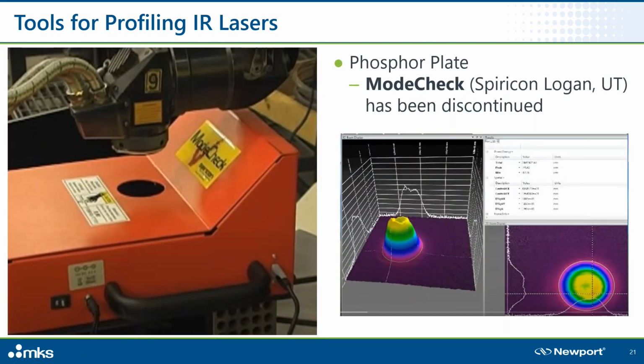Here's the mode check, again, that used the phosphor plate technology. A rotating wand sampled the beam, directing portions of the beam onto the phosphor plate, which was then imaged and analyzed. This product has been discontinued for a number of years now.